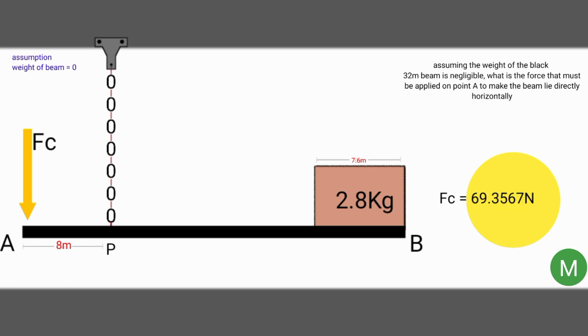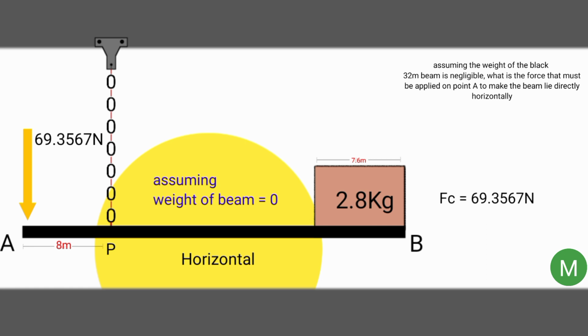554.8536 Newton over 8 is 69.3567. So Fc equal to 69.3567 Newton. That is, 69.3567 Newton is the force that must be acted here against the weight of this 2.8 kilogram stuff to keep the beam lying horizontally, assuming the weight of the beam is neglected.